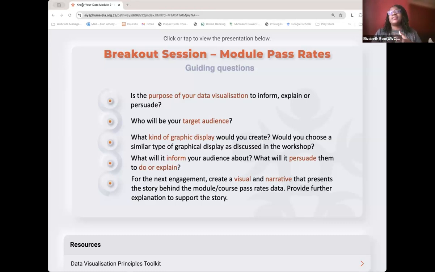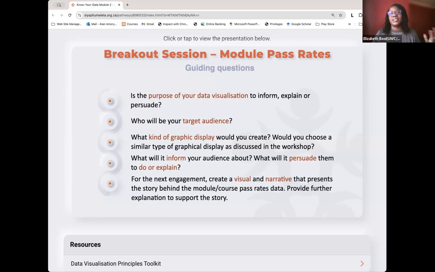You need to look at who will be your target audience when you are creating that visualization. Who are you creating it for? Are you going to be creating it for the executive? Or are you going to be creating it for the faculties or for the student success committees or for anyone who needs information around the module pass rate? Think about your target audience. What kind of graphical display would you be developing based on that?